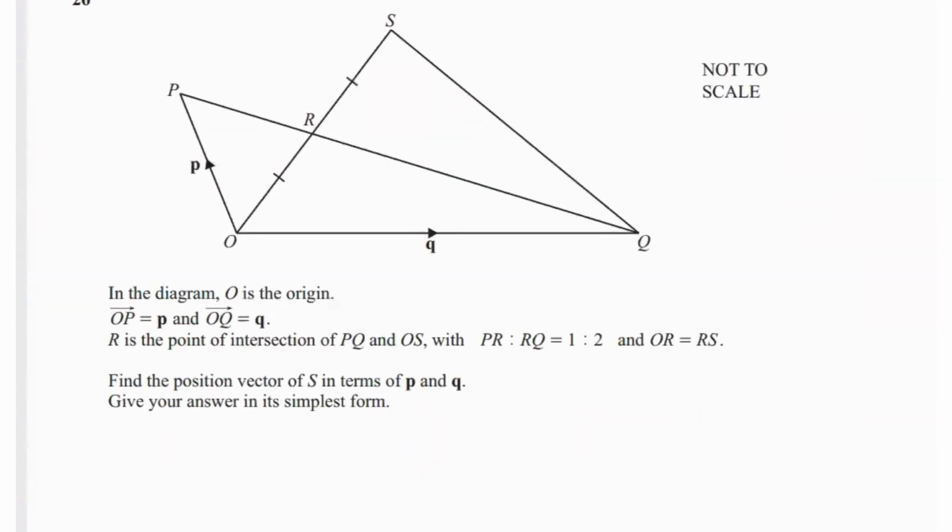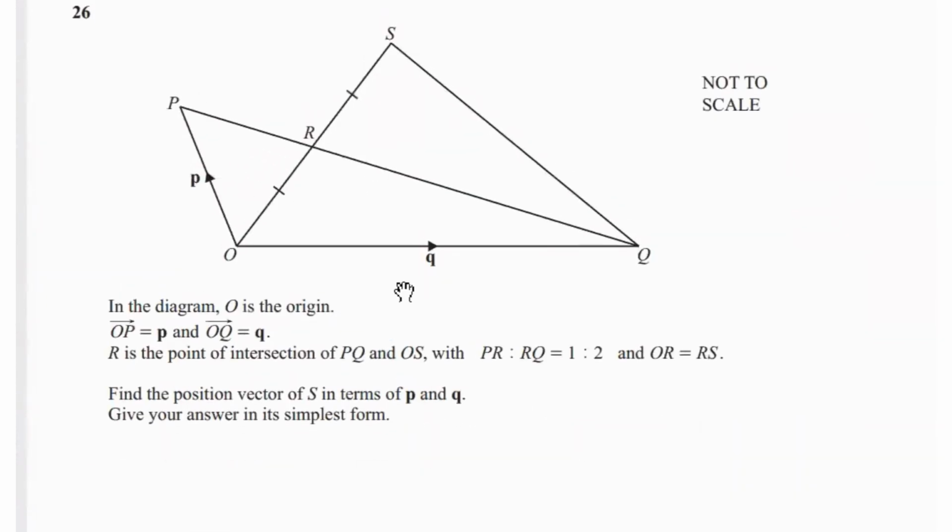Question 26 says, in the diagram O is the origin, OP equals p, OQ is q, R is the point of intersection of PQ and OS, with PR to RQ being 1:2, and OR equals RS. Find the position vector of S in terms of p and q, giving your answer in its simplest form. So I'm going to begin by writing down the vectors that we have. OP is p, OQ is q.